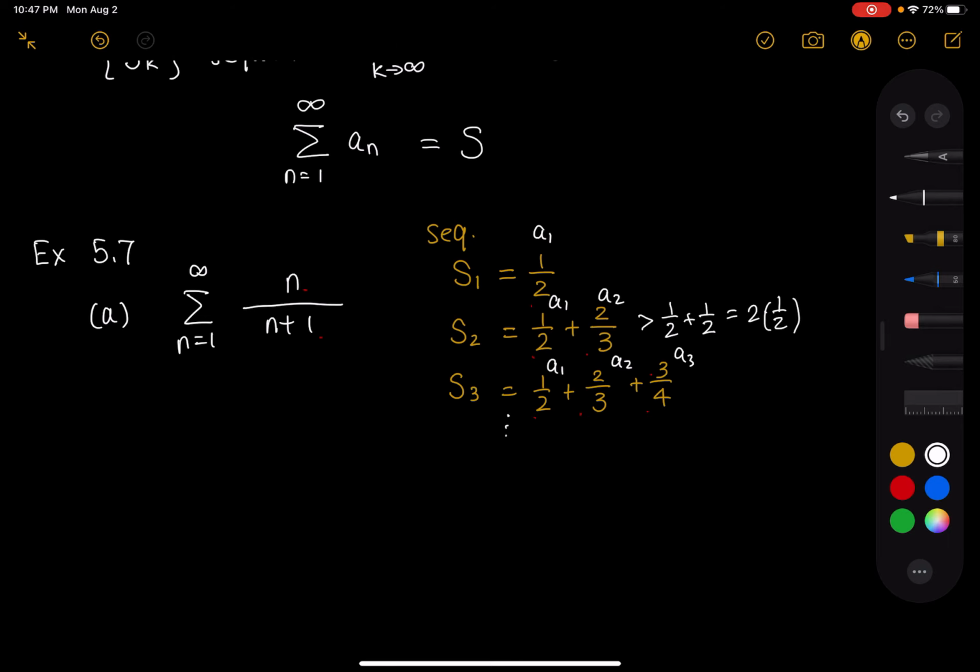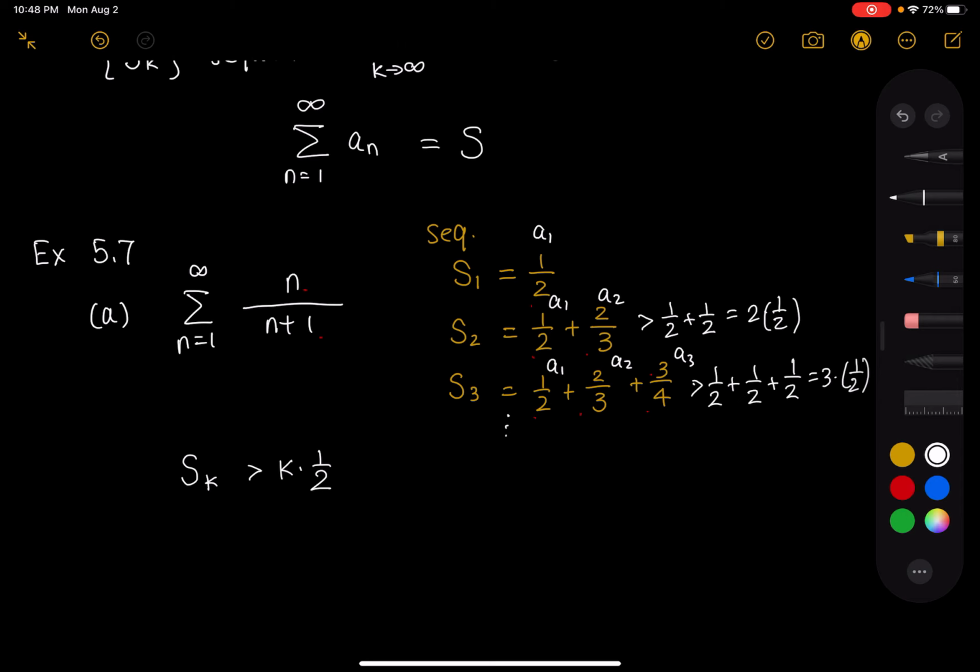And S sub 3 is greater than 1/2 plus 2 over 3, which is greater than 1/2, right? And 3 over 4 is also greater than 1/2, which is 3 times 1/2. So what we have is this sequence S sub k is always greater than k times 1/2. So that sequence is unbounded.